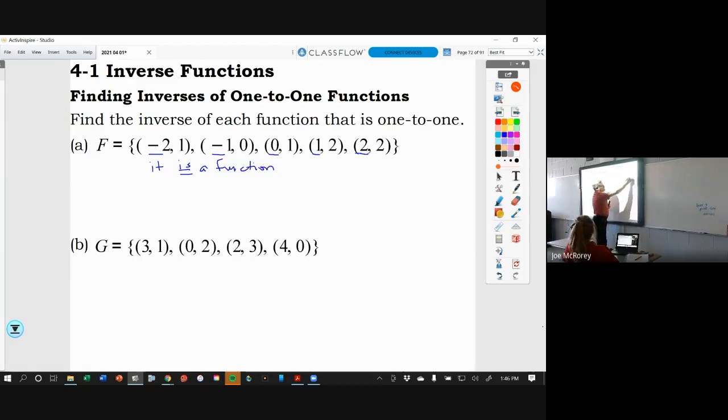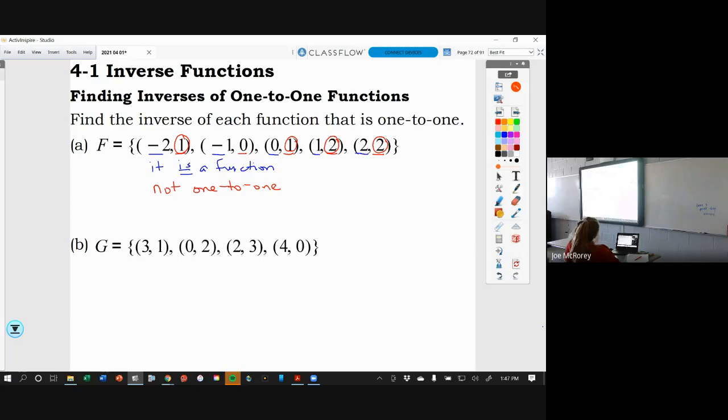But is it a 1-to-1? Now look at these guys. What do you see? It's not a 1-to-1. The ones I see repeat, the twos repeat. What's that tell us? It's not a 1-to-1. The directions tell us to find the inverse of each function that is 1-to-1, so that one's not 1-to-1, so no inverse.